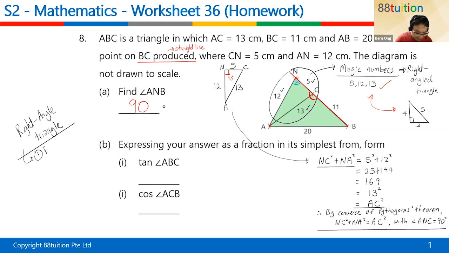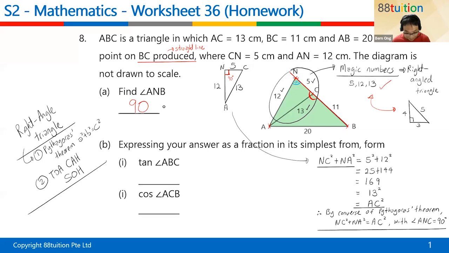Number one, Mr. Pythagoras. Pythagoras theorem states that A squared plus B squared is equal to C squared. And number two, remember trigo, the hidden formulas within the trigonometry ratio, SOH CAH TOA. Express your answer as a fraction. Your answer must be in a fraction. The question says in the simplest form for tangent ABC.